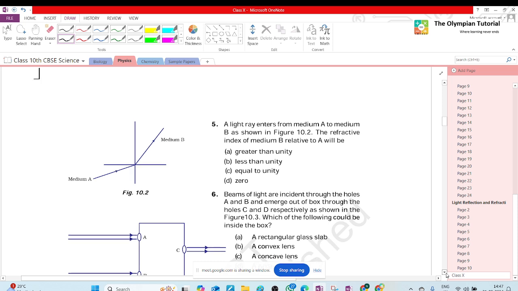These are very important. Fifth question. A light ray enters from medium A to medium B as shown in figure 10.2. The refractive index of medium B relative to A. Ma'am, what is unity? 1. Greater than 1, less than 1, equal to 1 or 0. From medium A to medium B, firstly you have to observe whether it is going away from the normal or towards the normal. Away from the normal.